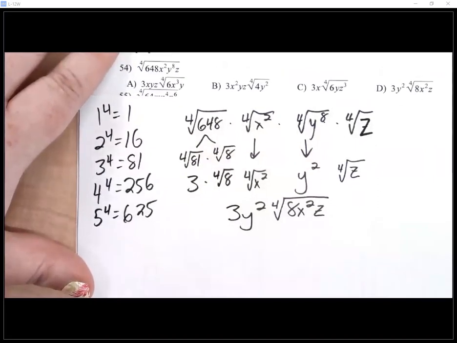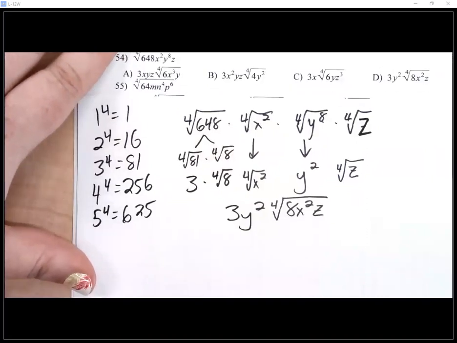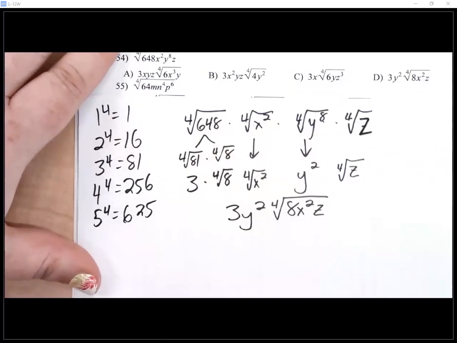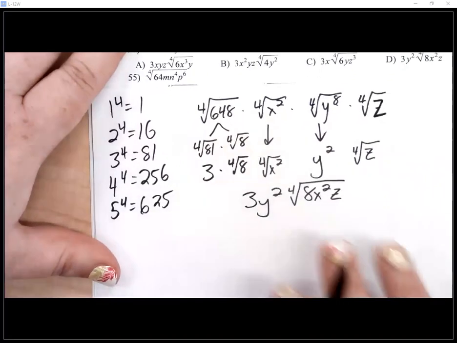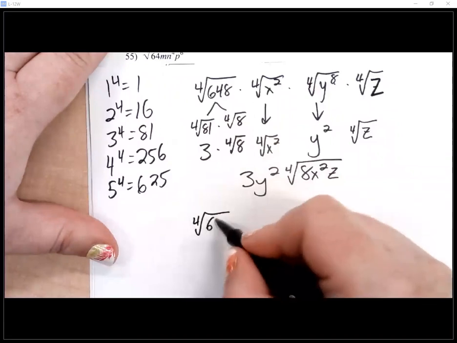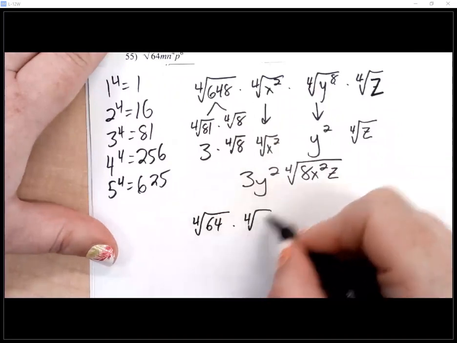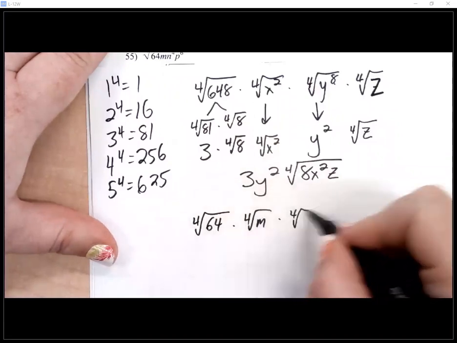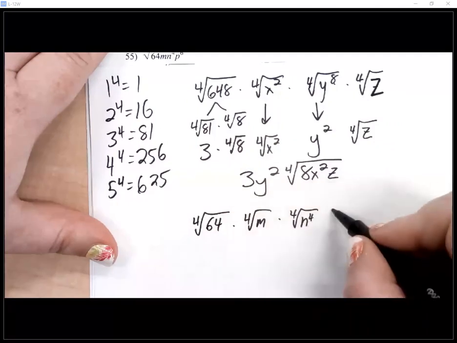Now, what happens when you have something like, let's look at 55 real quick. So 55, same idea. I have fourth root of 64, fourth root of m, fourth root of n to the fourth, and fourth root of p to the sixth.